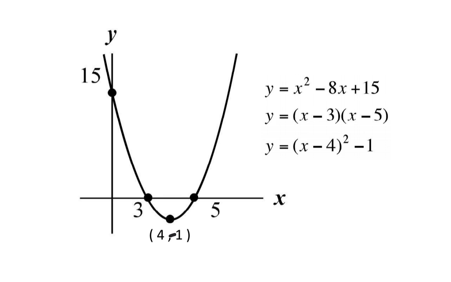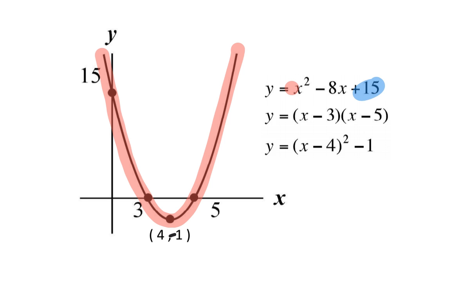In standard form, you can see that the value of A is positive 1. It is just not written in. Since A is positive, that means the parabola is smiling or opening upwards. And as you can see, it is. The value of C happens to be positive 15, which means the y-intercept is positive 15, and it is.